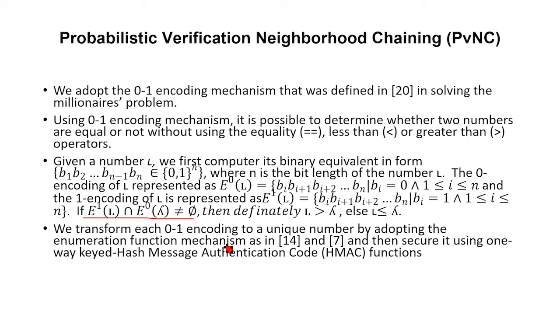So after getting the 0-1 encoding, we get a unique number by adopting what we call the enumeration function mechanism. It is also in our references 4 and 7. And then after that, we pass that enumerated number into an HMAC function to be able to secure that data.